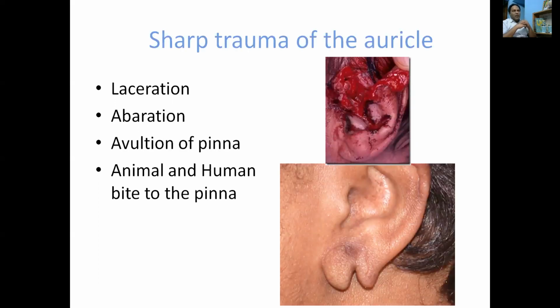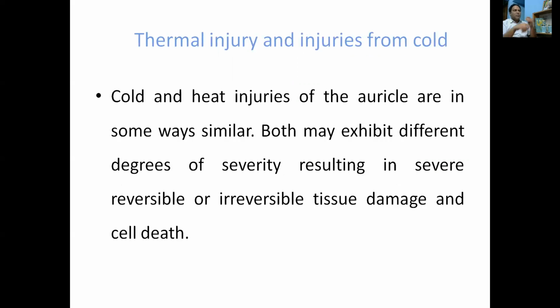Sharp trauma of the auricle can be called laceration, abrasion, or avulsion of the pinna, maybe an animal or human bite to the pinna, as shown in the picture. Some injuries may include thermal injury and injuries from cold. The cold and heat injuries of the auricle are similar, with variation in degree. Both may exhibit different degrees of severity, resulting in reversible or irreversible tissue damage and cell death.